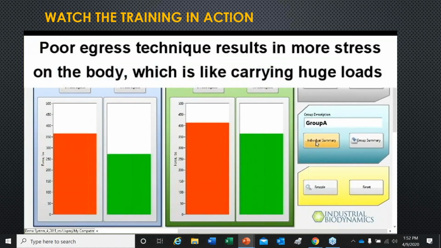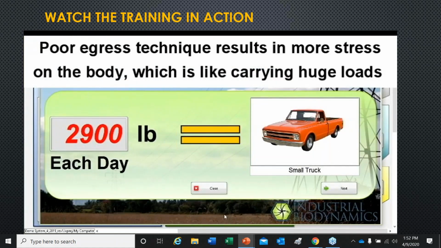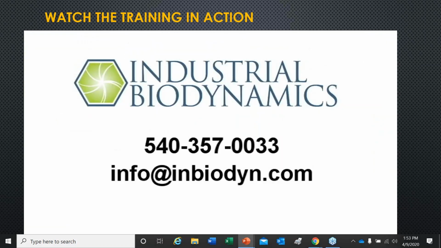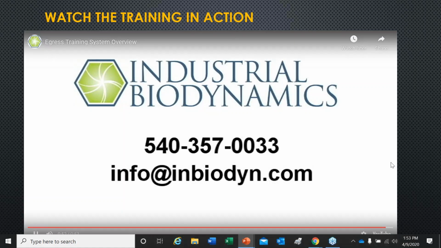And here you'll see the computer printouts. And in this case, he was carrying a small truck, the difference each day from the impact. And over a whole year of super dump, 270 tons extra per year.